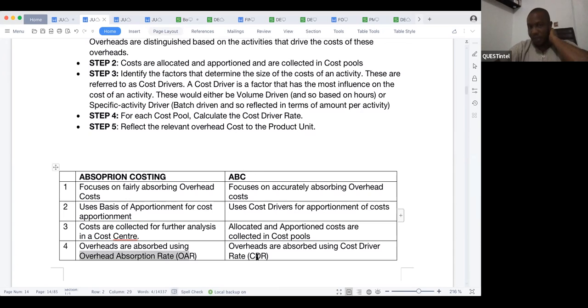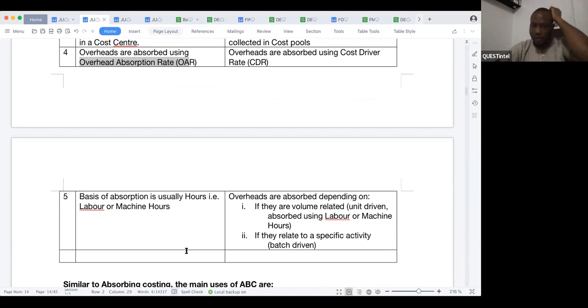Now, if we use an example, the basis of absorption is usually hours. We said this before: whether labor or machine hours will be our basis of absorption for absorption costing, while for ABC, the overheads are absorbed depending on whether they are volume related, in which case we'll use the same thing we used for absorption costing, or they relate to a specific activity, in which case we would do something separate.